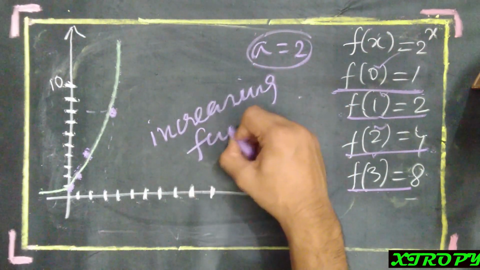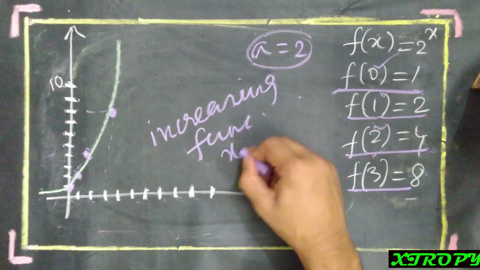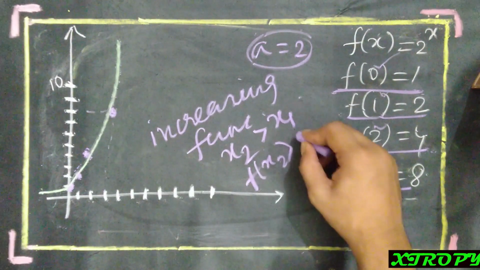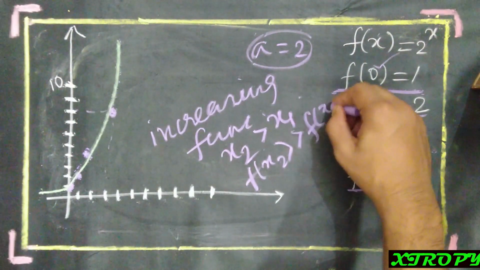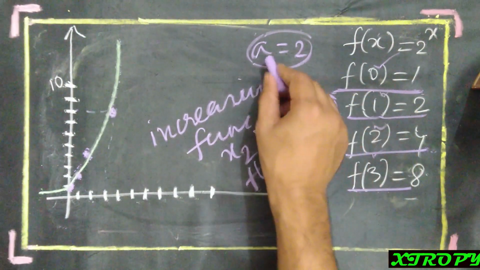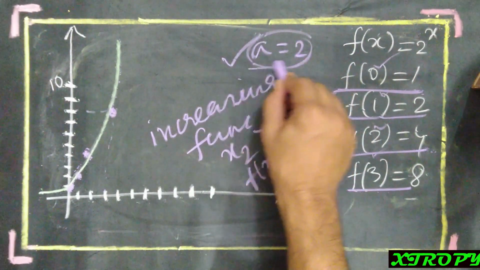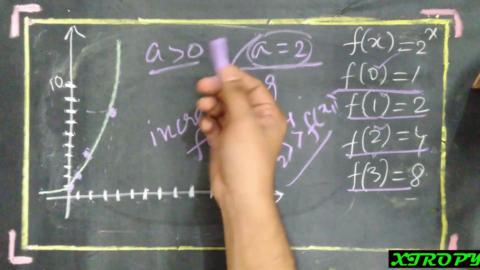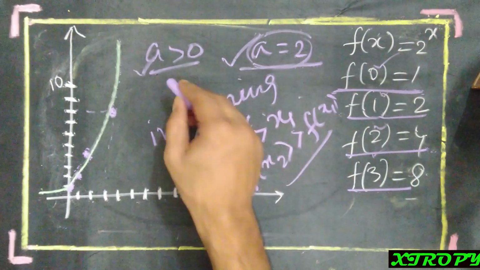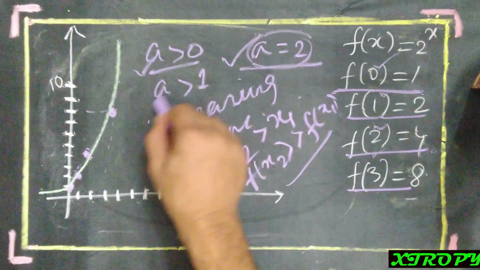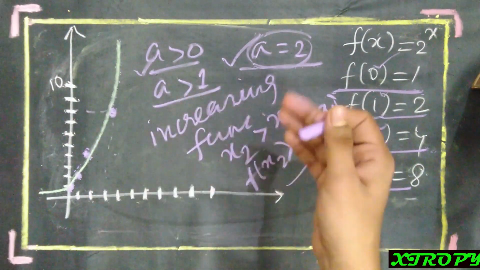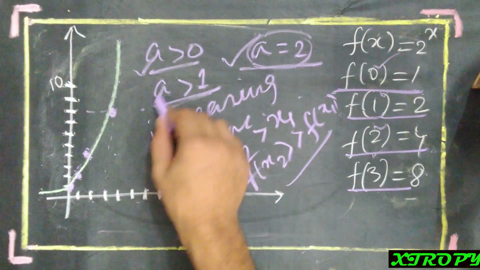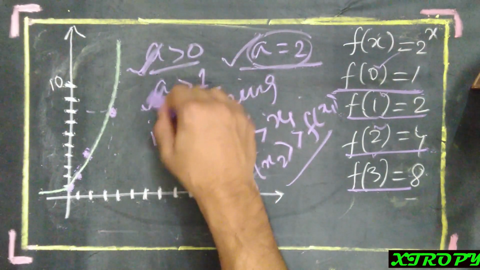And what is an increasing function? That for every x2 more than x1, f(x2) shall be greater than f(x1). Here we took the value of a to be more than 0. Of course, that is the domain, and in particular we took the value to be more than 1. That gave us an increasing function. We will also look at the case when a shall be greater than 0 but less than 1.